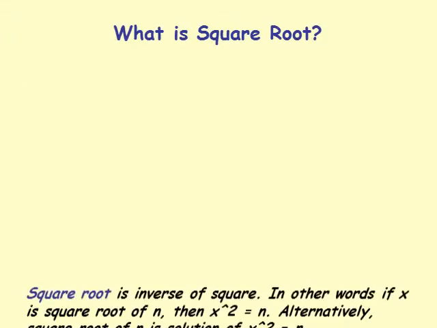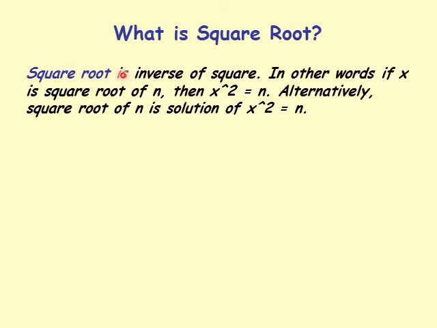What's a square root? Square root is the inverse of a square. In other words, if x is a square root of n, then x squared is equal to n. Alternately, square root of n is the solution of x squared equals n. If we determine the value of x in the equation x squared equals n, we are trying to find a square root of n.